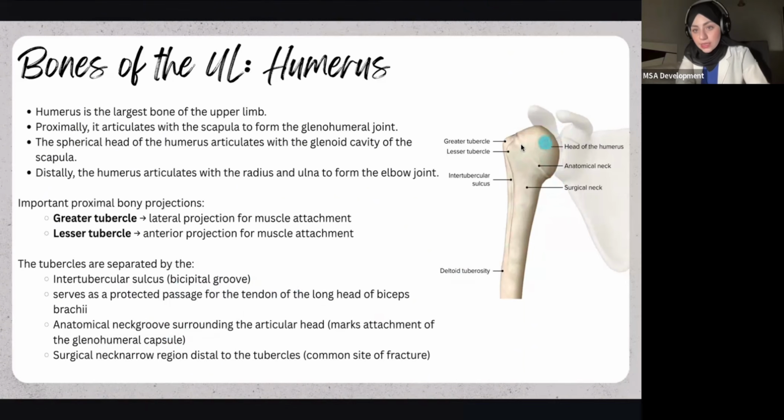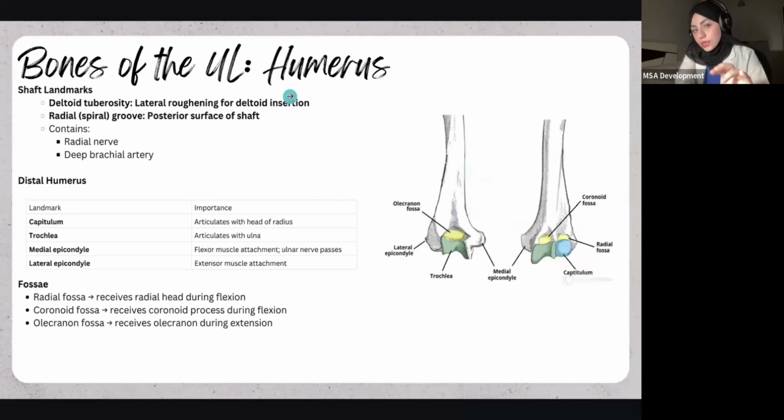One more thing is that this sulcus is going to be an important passageway for the biceps tendon or bicipital tendon. We're going to see it later. Now, for the distal portion of the humerus, I'm not as concerned with it because I believe Manal in her crash course, she covered it pretty well.